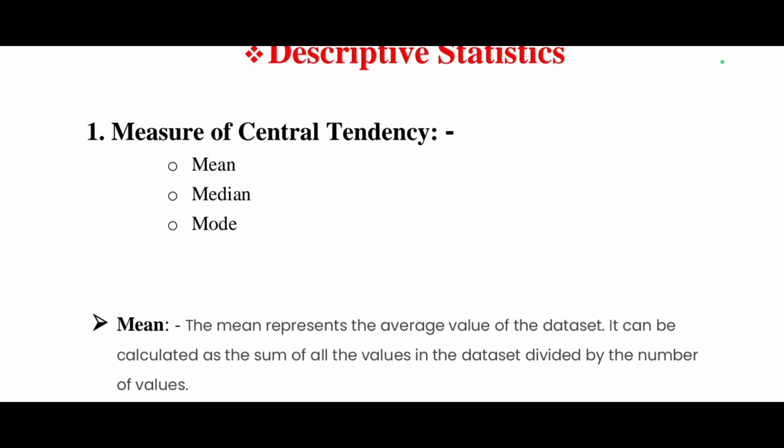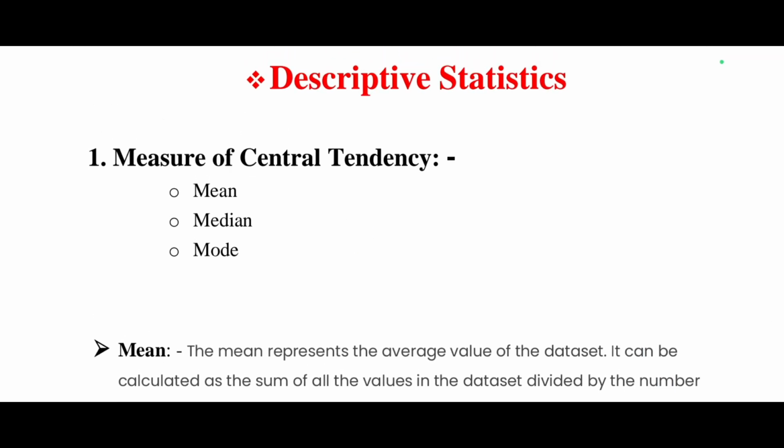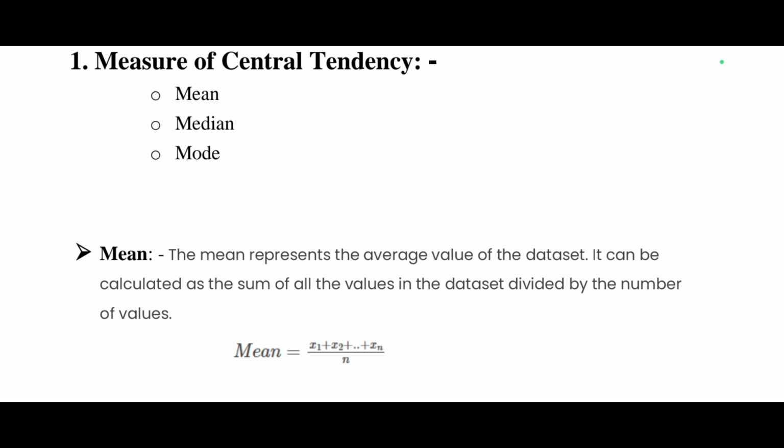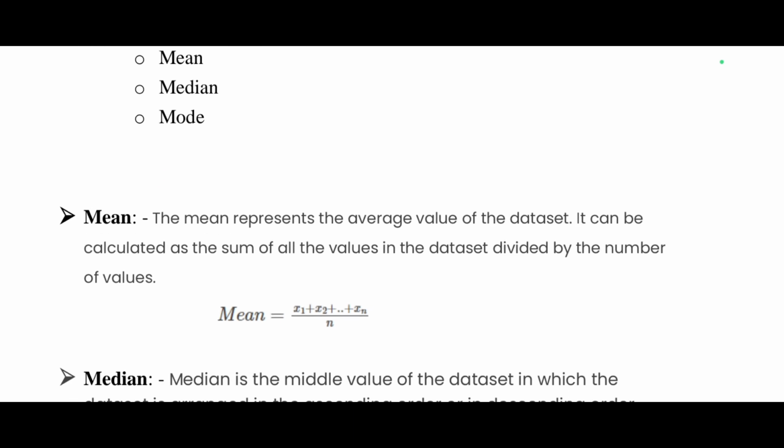Next, in continuation, we can see the descriptive statistics. What are the descriptive statistics? They give you the exact values that describe the data. Here, among the measures of central tendency, we have the mean, median and mode. Generally the mean represents an average value of the data set. It can be calculated as the sum of all observed values divided by the total number of observations. So this is called the mean.